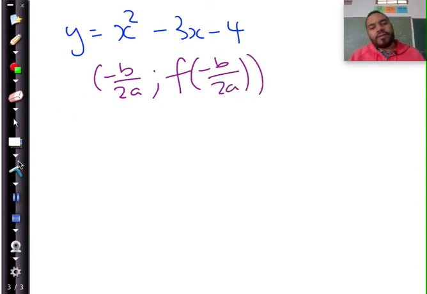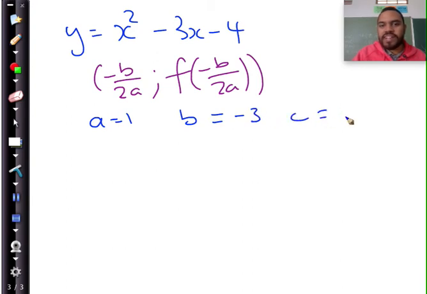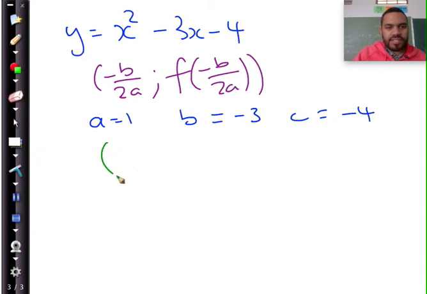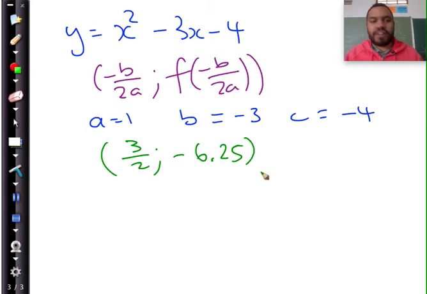Okay. Once we are done here, we're going to start reflecting on these steps and then see how we can extend this strategy or this set of steps towards the cubic graph. Okay, so when we substitute in minus b over 2a, we can clearly see that my a value here is equal to 1, my b value is equal to negative 3, and my c value, negative 4, right? And when you substitute that in, what do we get as a result? We get 3 over 2 and the result of that is negative 6.25, which is the same as negative 25 over 4.